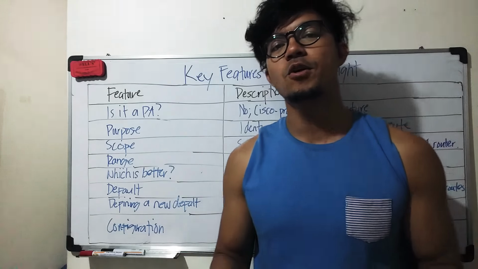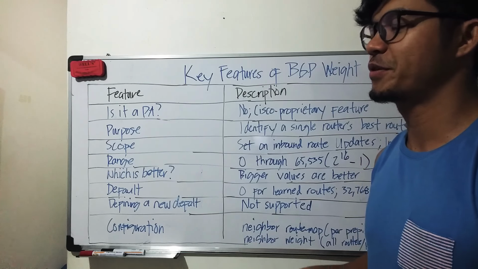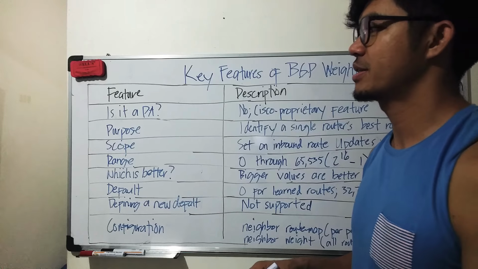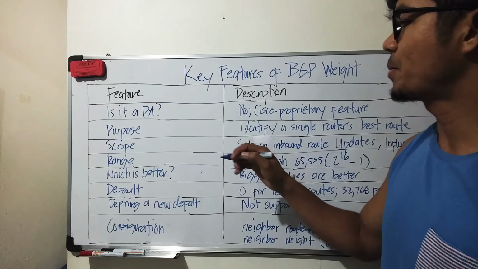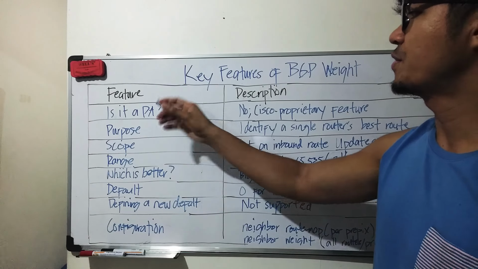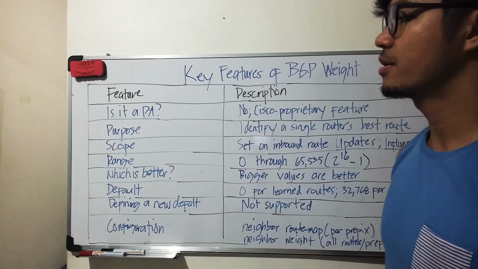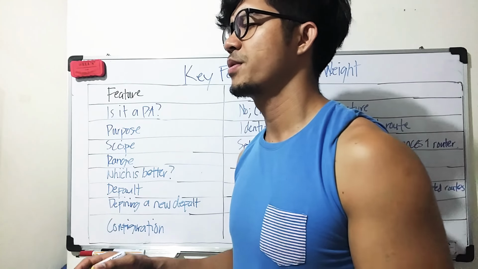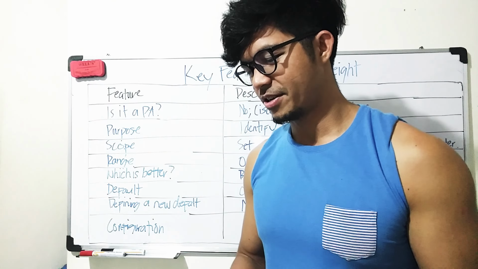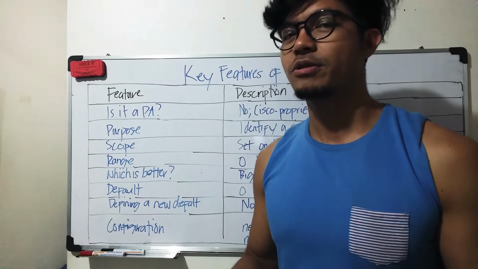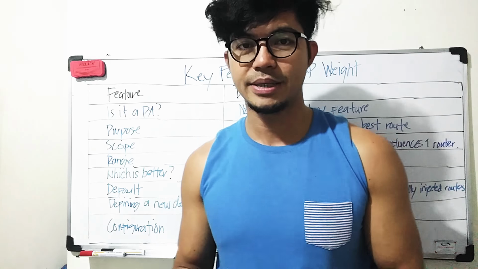But in this video, I'm going to talk about the W in that mnemonic, which is weight. So I've got a table here with feature and description. I also got this from the book that I'm reading, Cisco Routing and Switching, ROUTE 300-101 by Kevin Wallace. I hope I'm not mistaken.